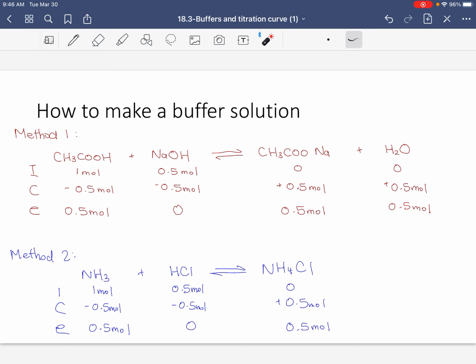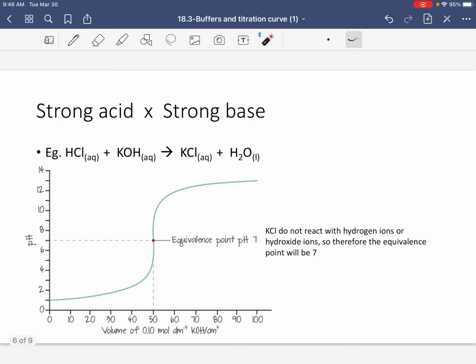All right, so that's what a buffer does, and that's how you make a buffer. And let's take a look at a titration curve, because this will lead me straight to looking at how to produce one of these, okay, in my next lesson. So what I have here is a strong acid, strong base titration curve. Now, you've done a titration before. What we did is, if you have an unknown concentration of acid, you will titrate it with a known concentration of a base, okay?